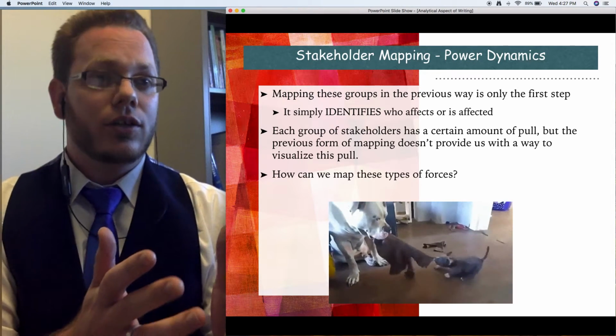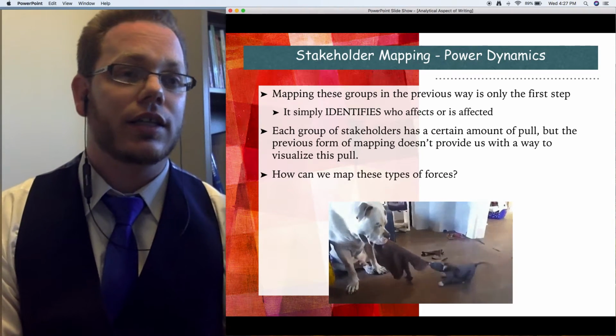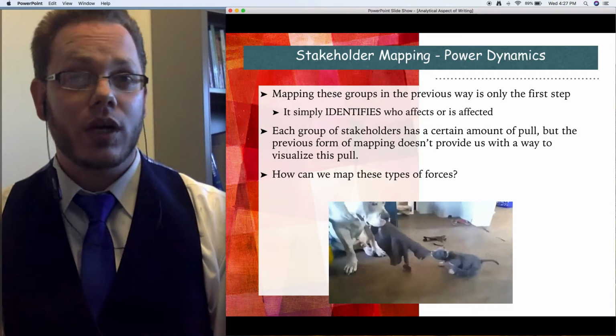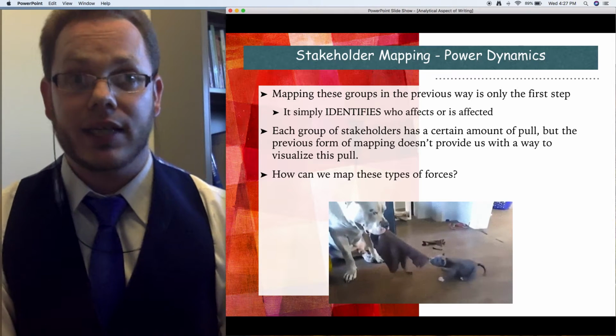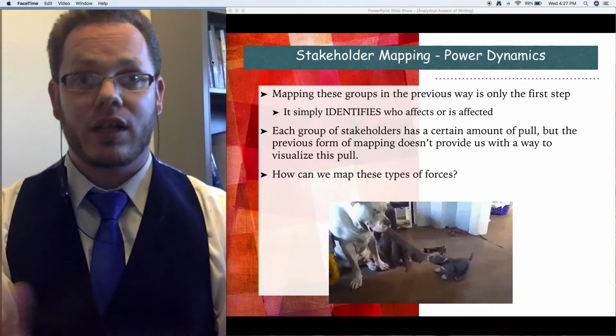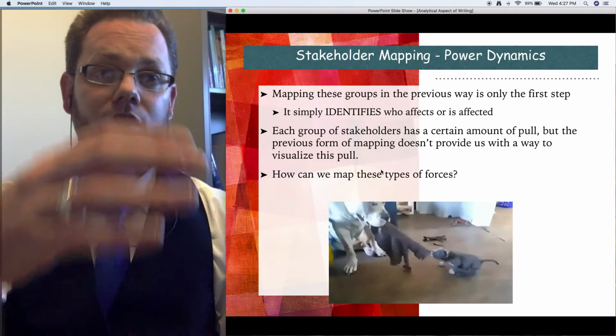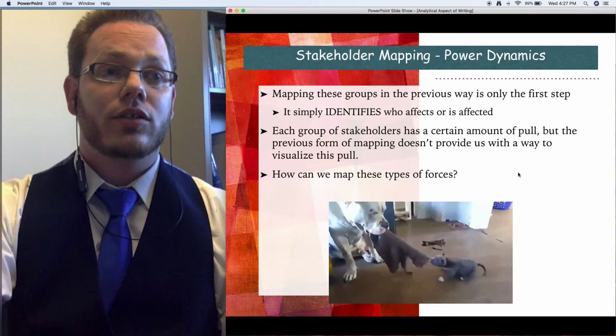If you look at the goofy little GIF I have here, we've got the big hunk of a dog and the tiny little puppy. If there were 20 puppies, that would be a more intense stakeholder group because they would be working together and balancing out those levels of power. So we can think through this. So we need another form of mapping as well.